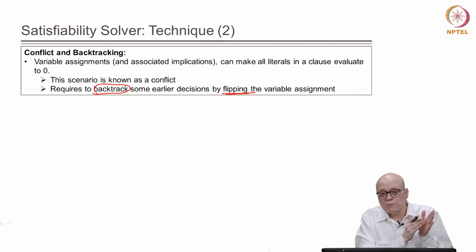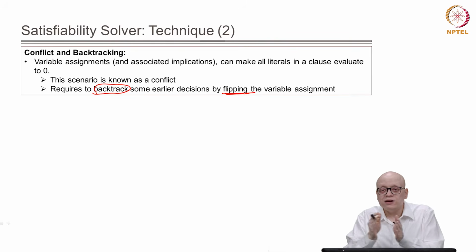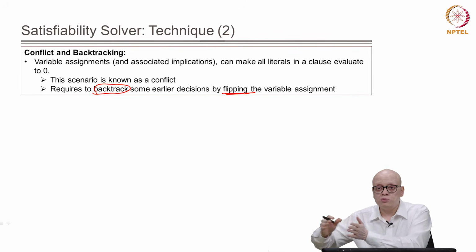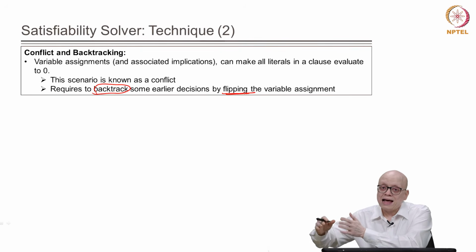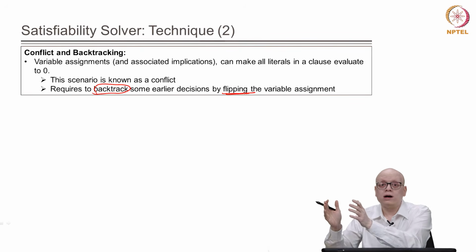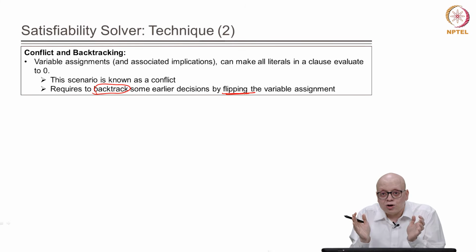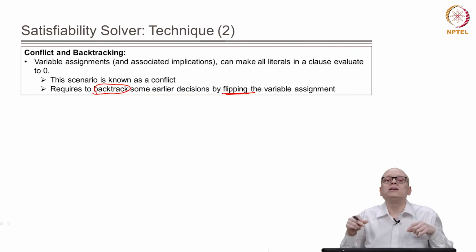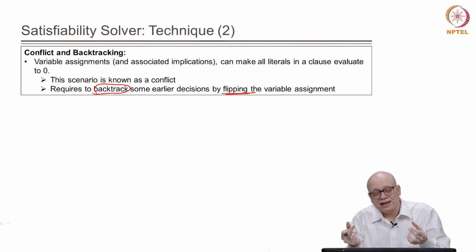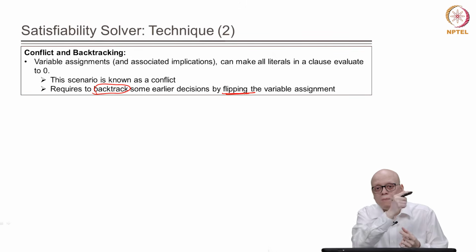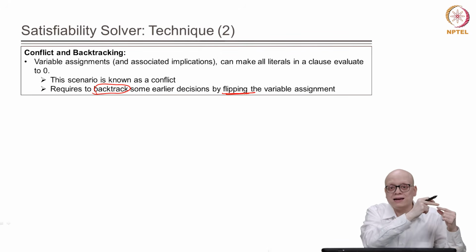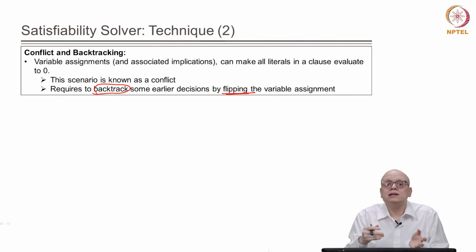So, once we have chosen some variable assignment, and that led to implications, and we performed Boolean constraint propagation, as a result of that, we reached the point where for a given clause all the literals take a value 0, then we have reached a conflict situation. And then we need to go back, backtrack, and maybe toggle some of the variable assignments, so that the function can become satisfiable.